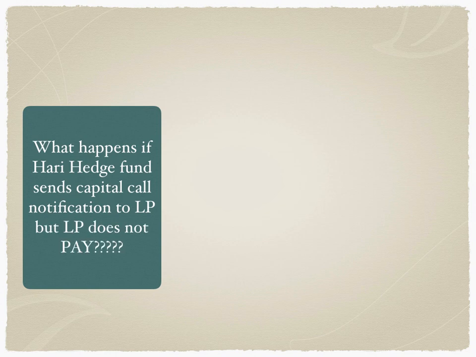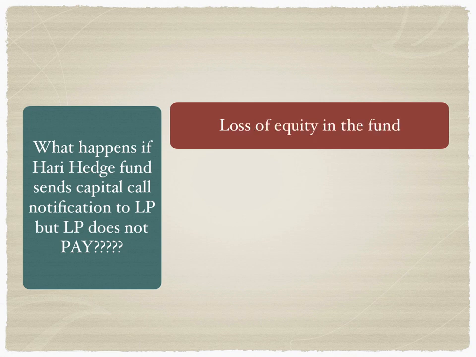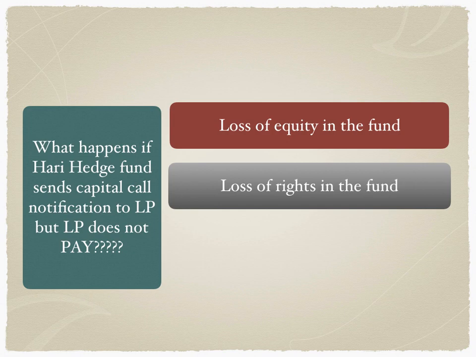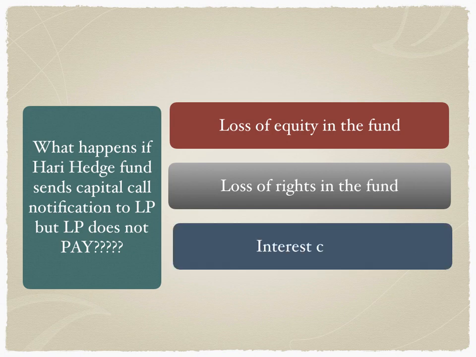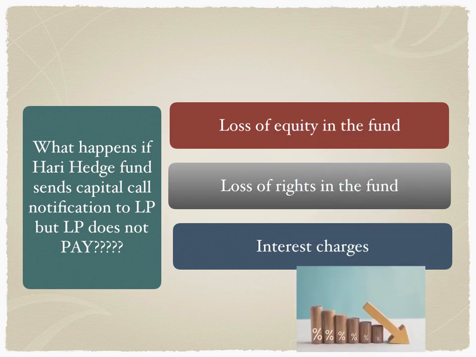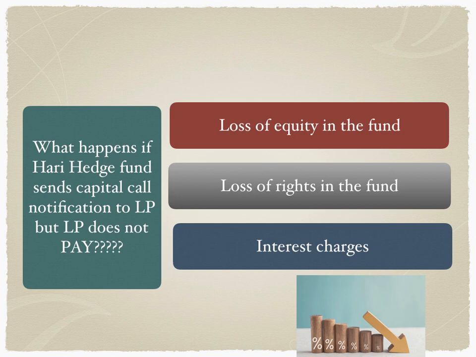What happens if Hari Hedge Fund sends the capital call but the LP fails to make the payment? Oh, this is not good news at all. There could be a loss of equity in the fund. The LP could sometimes lose the allocation because the allocation could then be given to another LP in the same fund or a new LP altogether. That is called loss of equity. There could be loss of rights in the fund, and there could be very severe interest charges that are paid by the defaulting LP to the GP. This is all very expensive and time consuming, and therefore, unless it's absolutely impossible for the LP to make the contribution, they otherwise go ahead and make the contribution.